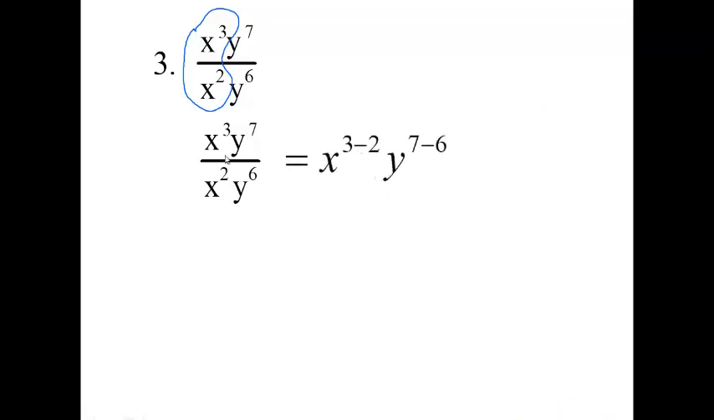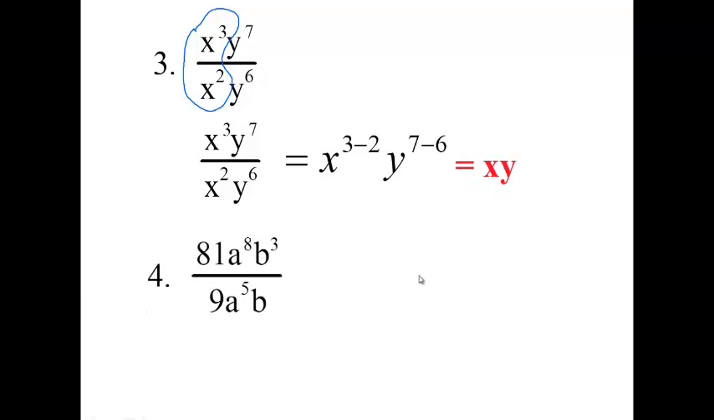Alright, next example, x cubed y^7 divided by x^2 y^6. Again, let's apply the property here. x cubed divided by x^2, that will give us x raised to 3 minus 2, and then the y^7 divided by y^6 is y raised to 7 minus 6. When you simplify this, you will have x raised to 1, or just x, and then y raised to 1, or y. So the answer for number 3 is x times y.